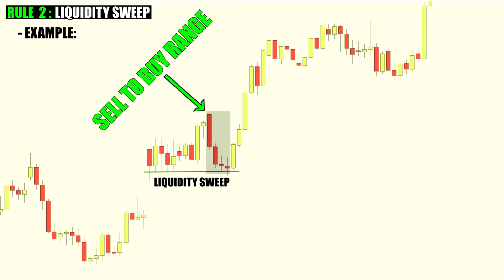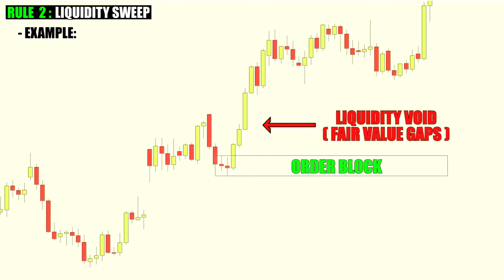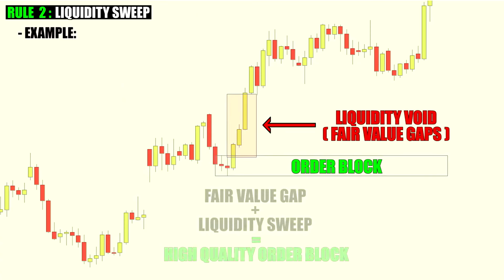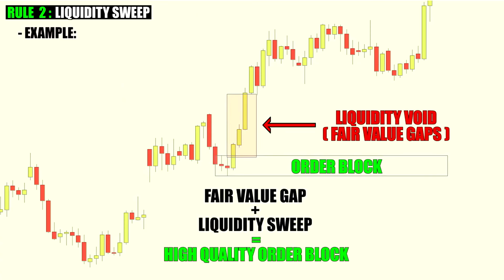This indicates that liquidity was taken out before the bullish momentum kicked in, a critical clue that institutions may be involved. And don't forget that your order block still needs to show a fair value gap between the first and third candles in the sequence. That gap is what strengthens the order block's validity.